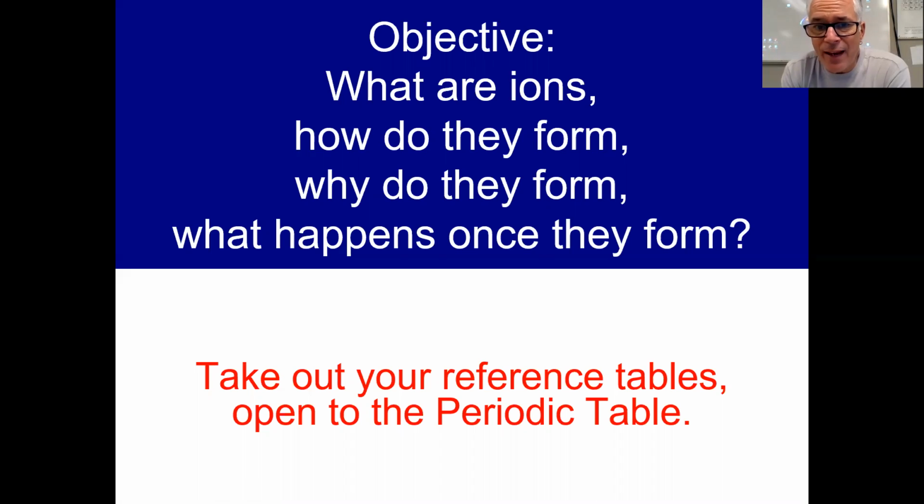But before we can get to the names, we've got to figure out how these atoms come together in the first place. So let's today start out with the most important thing. What are ions? How does an ion form? Why do they form? And what happens once they form? You absolutely have to have your reference table, and make sure it's open to the periodic table so that we can discuss atoms and then, of course, how they turn into ions.